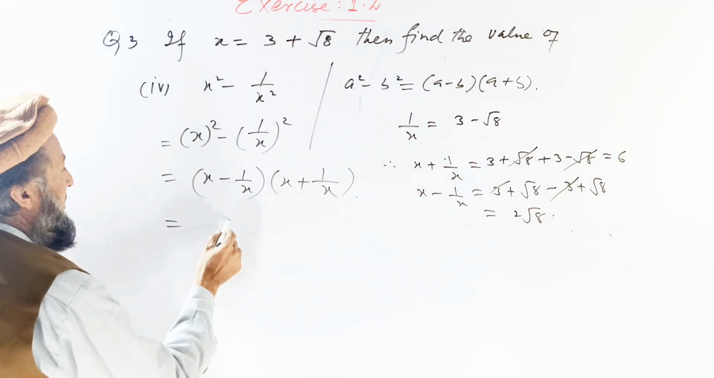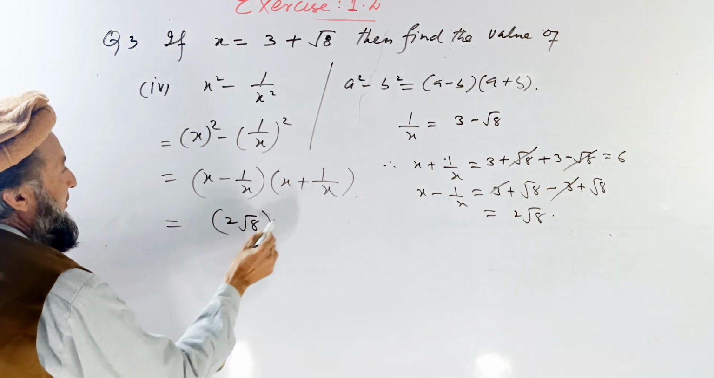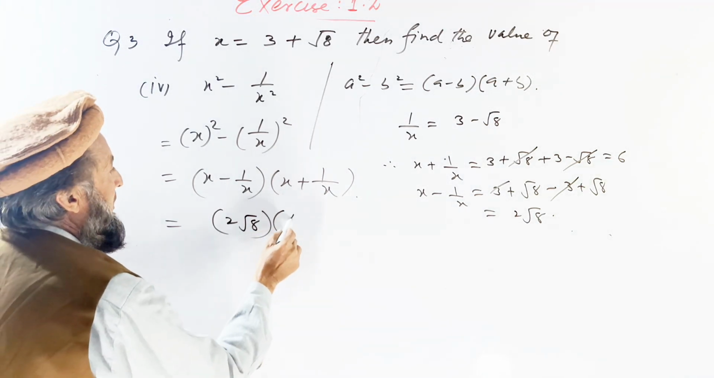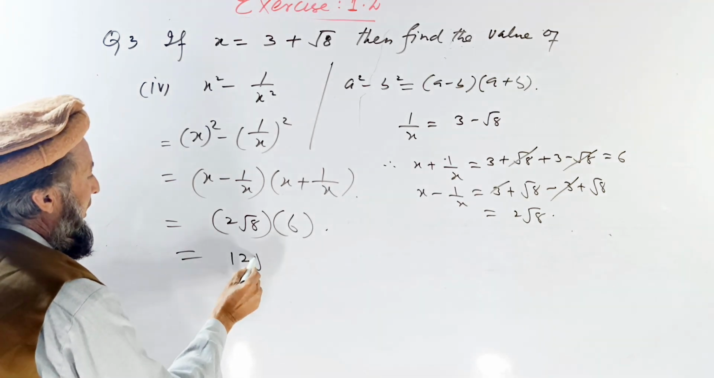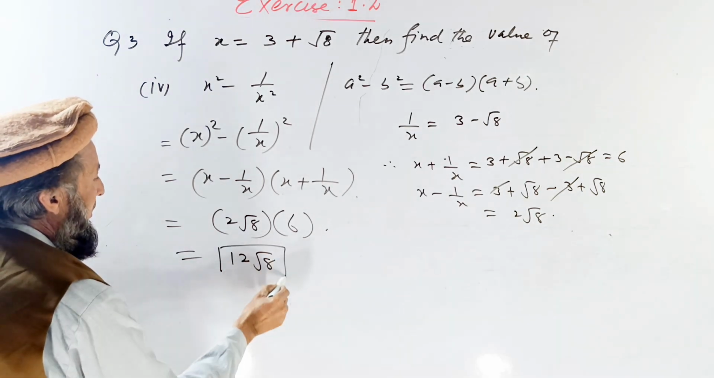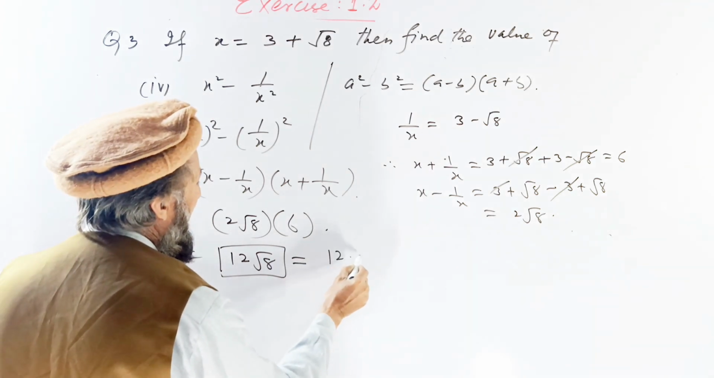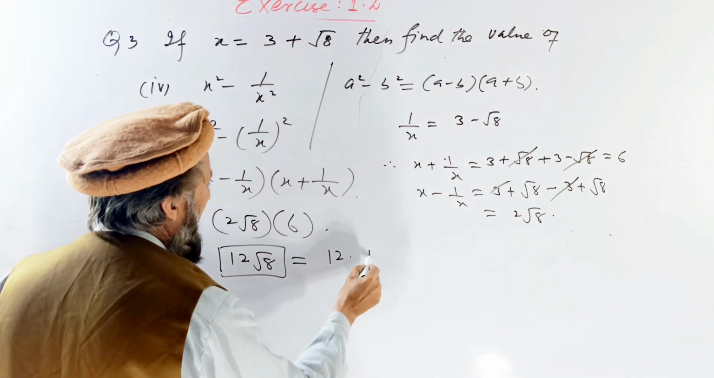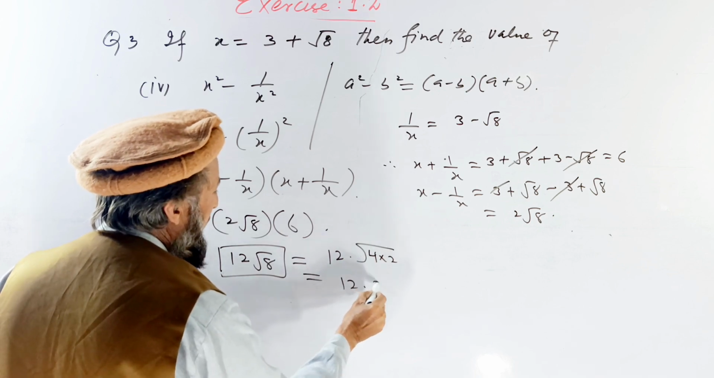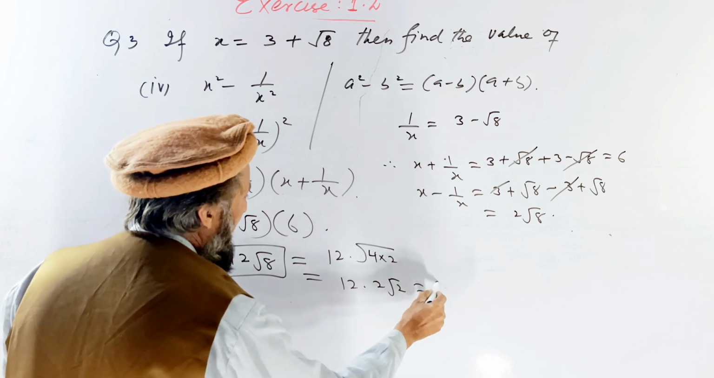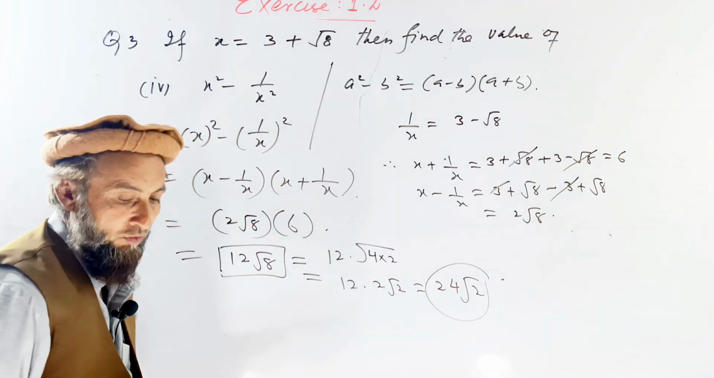So we substitute the result here: x minus 1 over x is 2 root 8, and similarly x plus 1 over x we get 6. If we multiply these two, we get 12 root 8, which is the required answer. We can further simplify this term. We can write 8 as 4 into 2, so it means 12 into 2 root 2. So we can write 24 root 2 as the required answer.